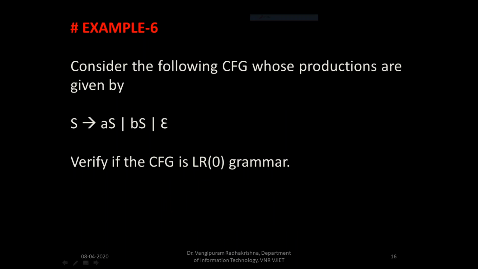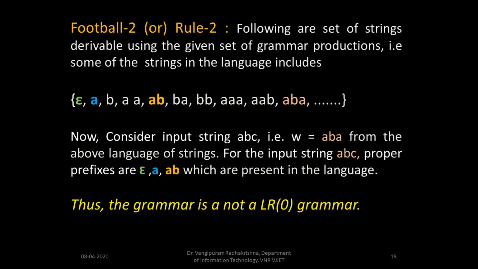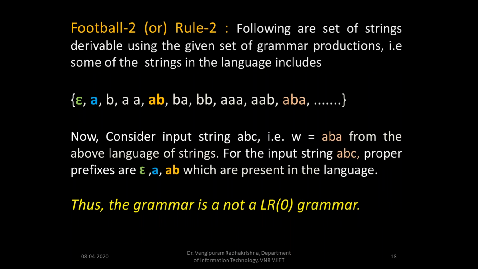Then we have another example here wherein we have the productions of the form S goes to AS, S goes to BS, S goes to epsilon. Now if we look at the productions here, we cannot prove that the given grammar is not LR0 by applying football 1. There is no way that you can say the grammar is not LR0 grammar. So application of football 1 is not applicable for this example. So you are forced to go for applying football 2.